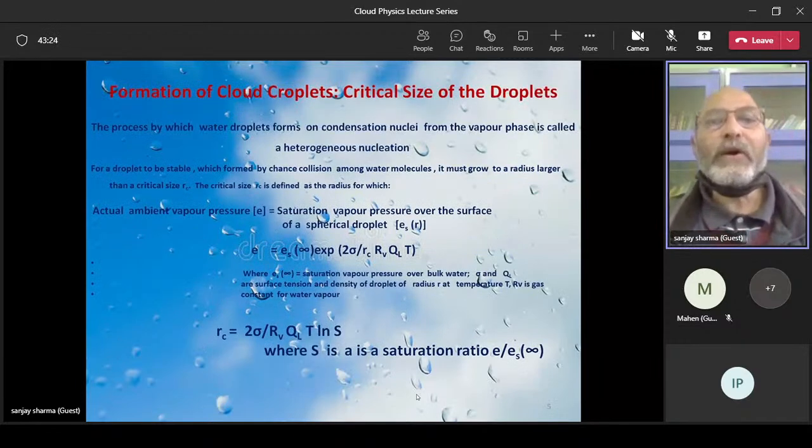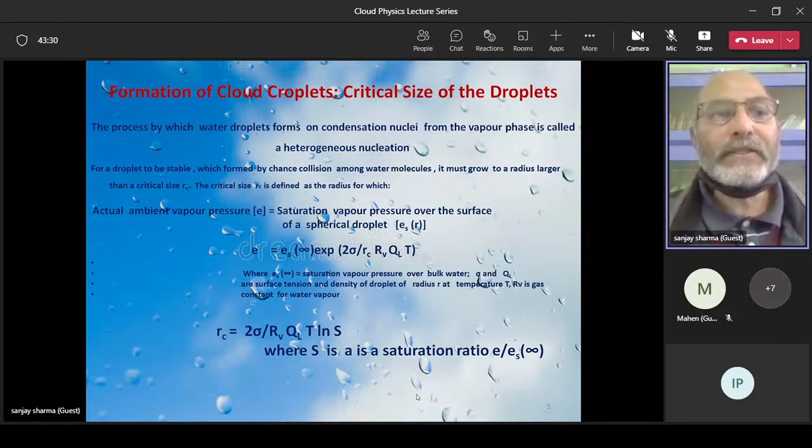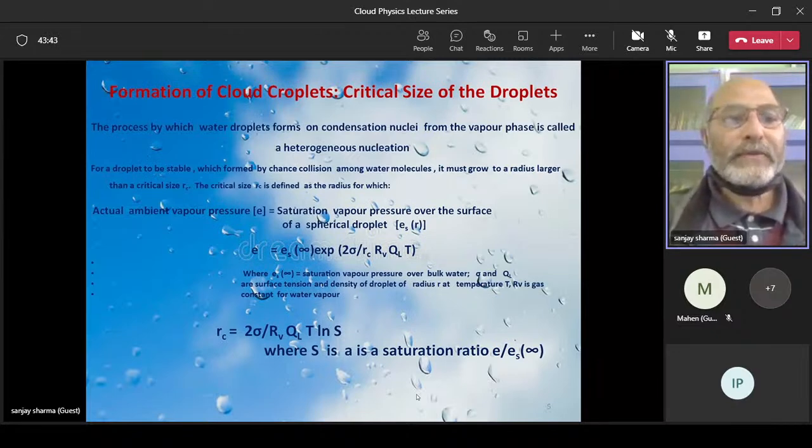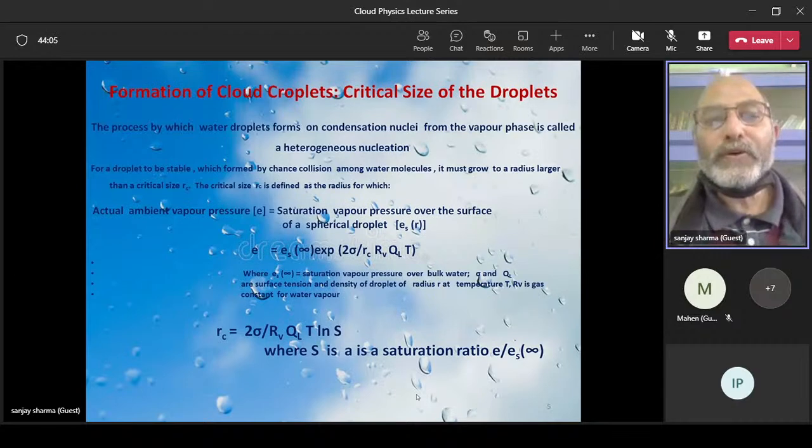Now, formation of cloud droplets. The first initiating point here is the critical size of the droplets. The process by which water droplets form on a condensation nuclei from the vapor phase is called heterogeneous nucleation. Once heterogeneous nucleation takes place, for a droplet to be stable, which is formed by a chance collision among water molecules, it must grow to a radius larger than a critical size, RC. The critical size RC is defined as the radius for which the actual ambient vapor pressure is equal to the saturated vapor pressure over the surface of a spherical droplet.